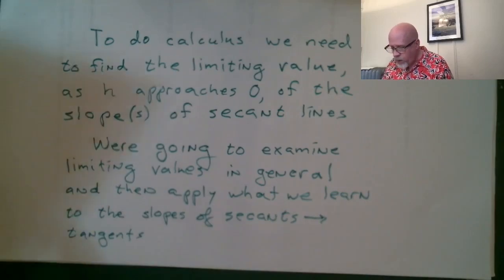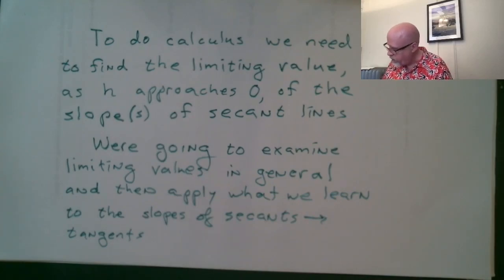But what we're going to do next, though, may seem confusing. So I wanted to point out what we're doing in order that you don't have this confusion. We're just going to examine the idea of limits in general. And then we'll apply that knowledge we gain from thinking about limiting values in general to this problem of how the slopes of secant lines approach the slope of a tangent line.